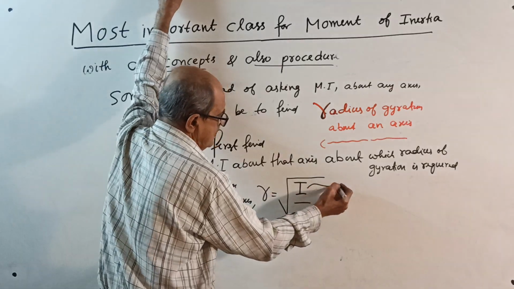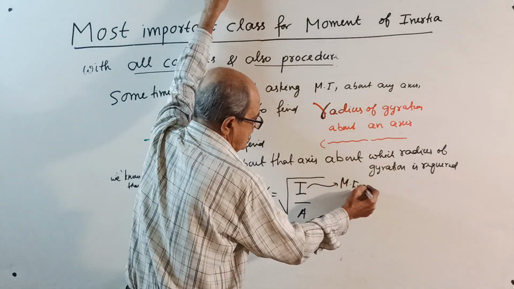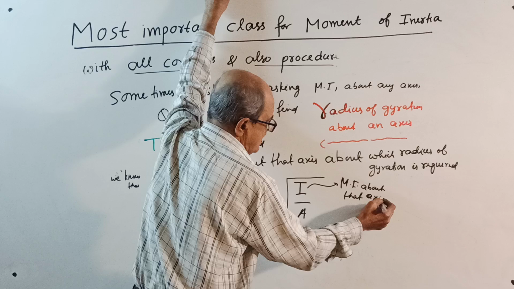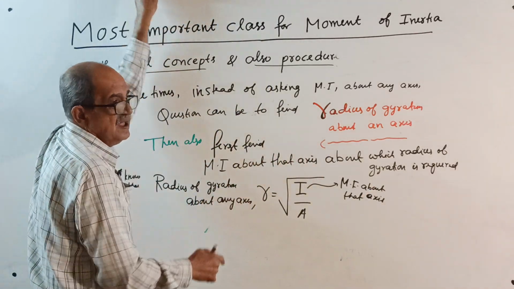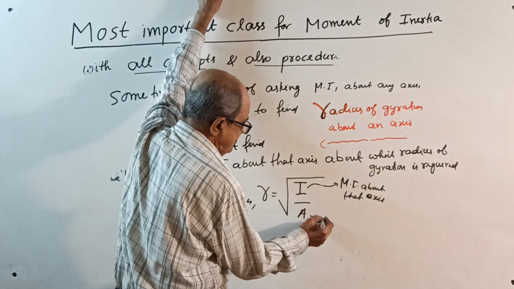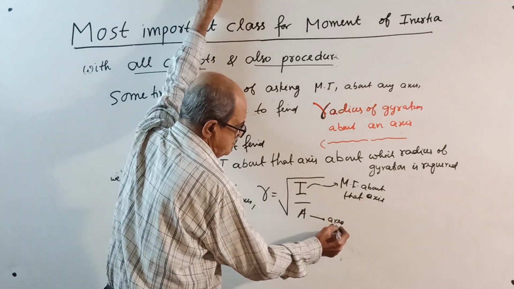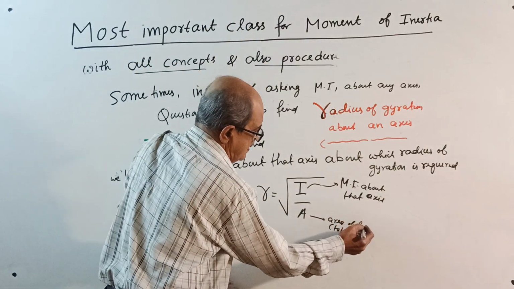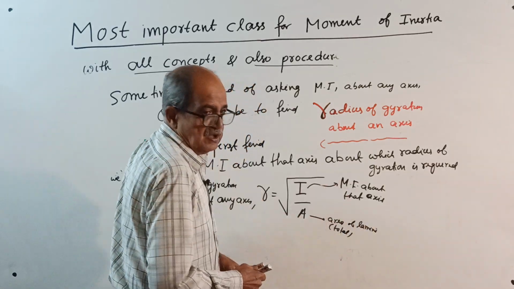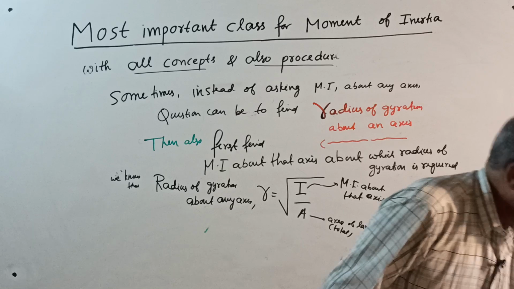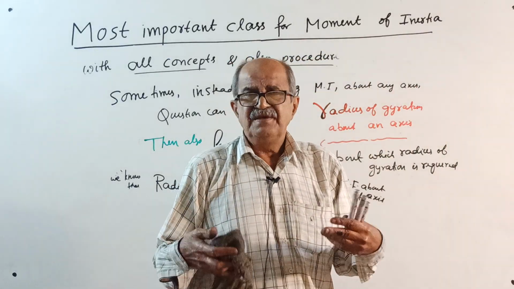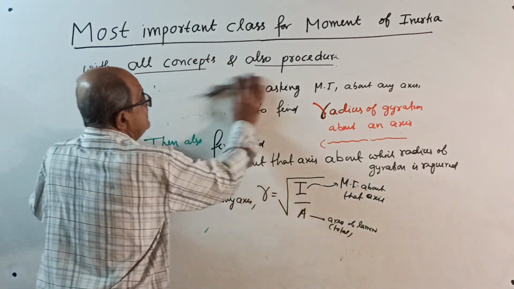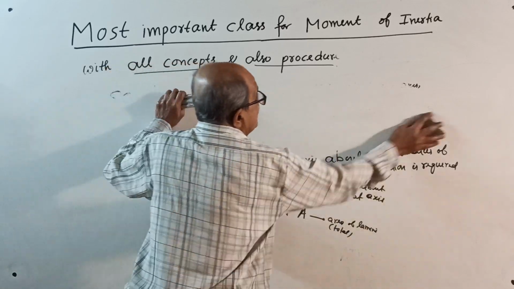that is R equal to square root of I by A. I is the moment of inertia about that axis. Which axis? About which we want radius of gyration. I about that axis. A is the total area, the area of the cross section or the area of the lamina. So, in case radius of gyration is required, the question is similar to asking moment of inertia. Find moment of inertia.